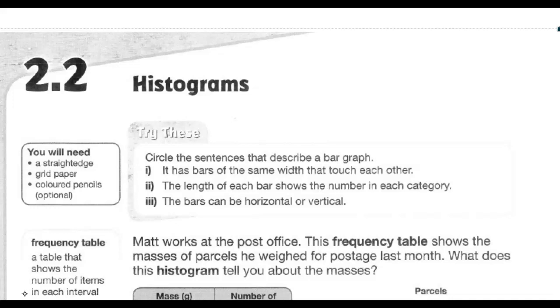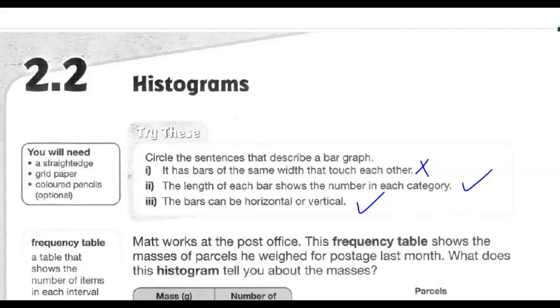So in the try these, it says circle the sentences that describe a bar graph. It has bars of the same width that touch each other. So bar graphs, now saying that, in the last section we did have some bars that touched each other, but they were for that same category. So they were representing sort of two situations, the two towns or whatever. So technically, that doesn't happen for a bar graph. Yeah, for a bar graph, the length of each bar does show the number in each category, sure does. Bars can be horizontal or vertical, that's for sure.